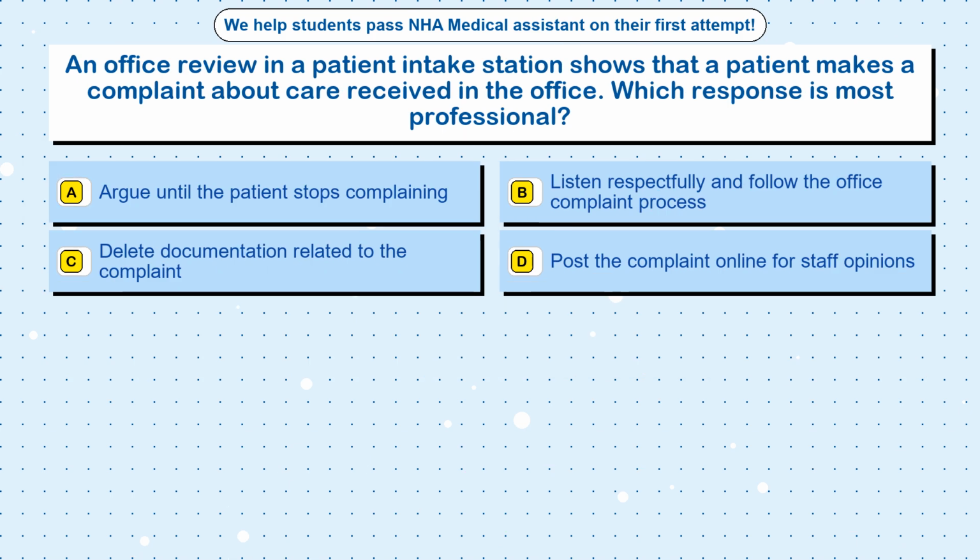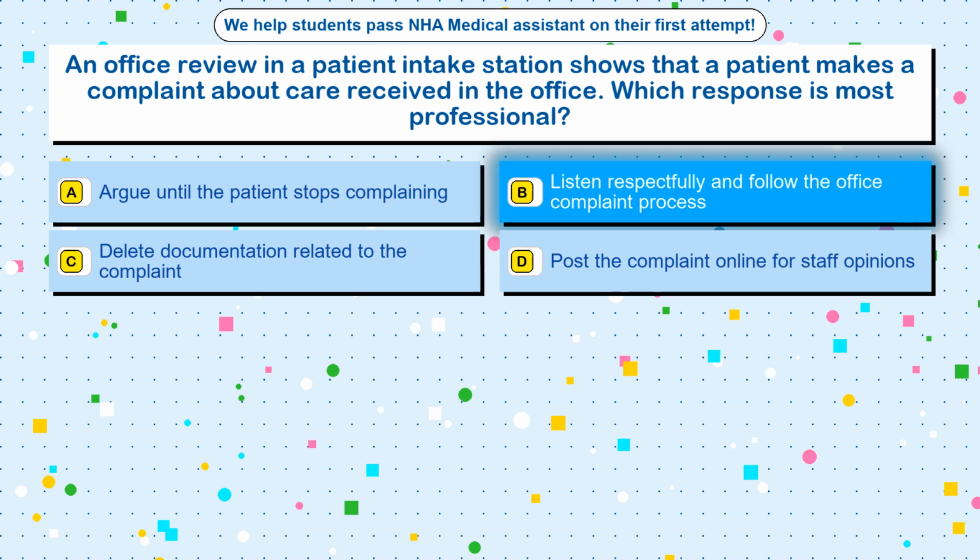Question 49. An office review in a patient intake station shows that a patient makes a complaint about care received in the office. Which response is most professional? Option A, argue until the patient stops complaining. Option B, listen respectfully and follow the office complaint process. Option C, delete documentation related to the complaint. Option D, post the complaint online for staff opinions.